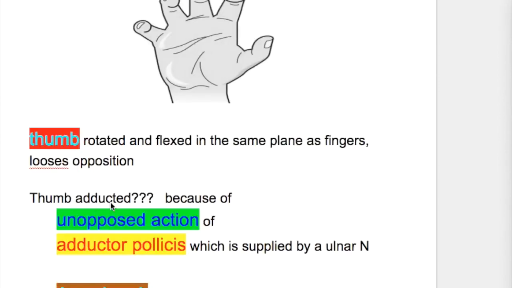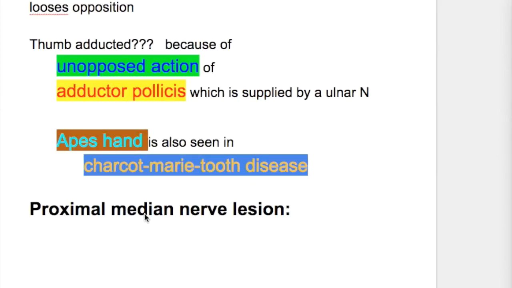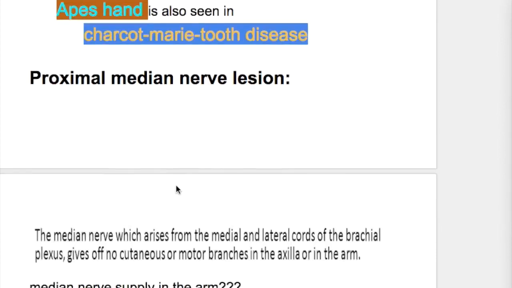Why is the thumb adducted? Because of unopposed action of adductor pollicis, which is supplied by the ulnar nerve. So in ape's hand, the thumb is adducted and the fingers are flexed and there is loss of opposition. Ape's hand is also seen in Charcot-Marie-Tooth disease. Let's discuss the proximal median nerve lesion.